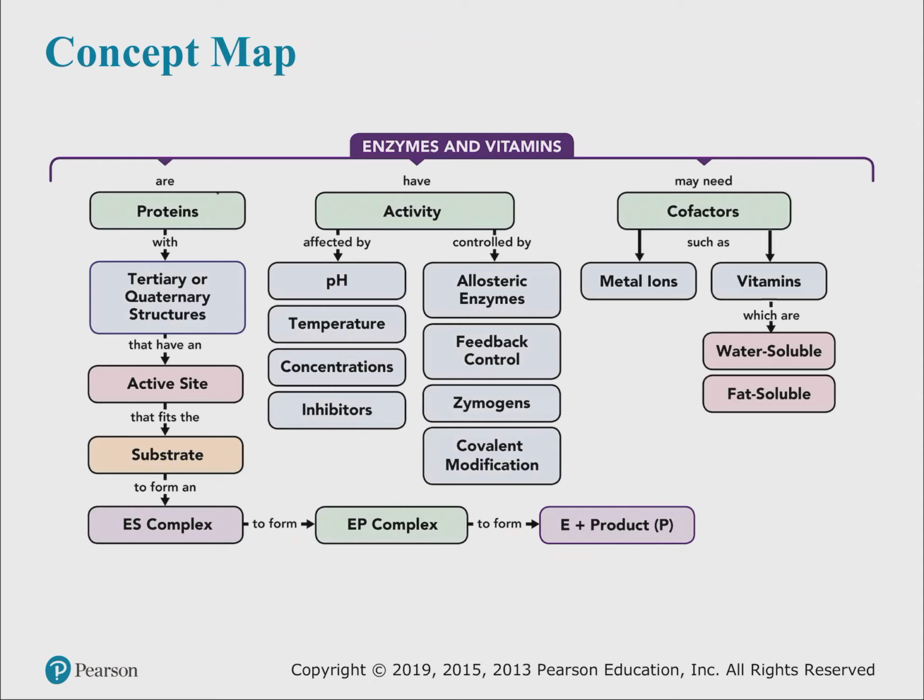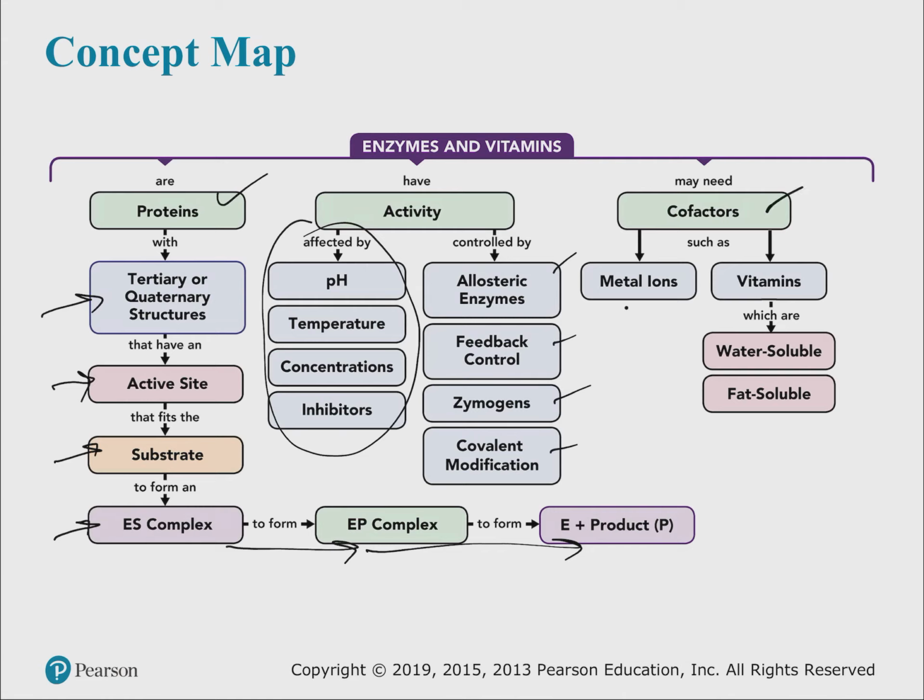All right, so that's the end of the chapter. So enzymes are proteins that have tertiary or quaternary structures, have active sites, bind substrates, form ES complexes and EP complexes, and make products. Their activity is affected by changes in pH, temperature, concentration, and inhibitors. It's also controlled by allosteric enzymes, feedback control, zymogens, and covalent modification, and then they may need cofactors, which could be metal ions, or what has been called coenzymes, the vitamins, which can be water soluble or fat soluble. But we're not going to say that fat soluble ones are things that they may need, because we know that they can't use them.